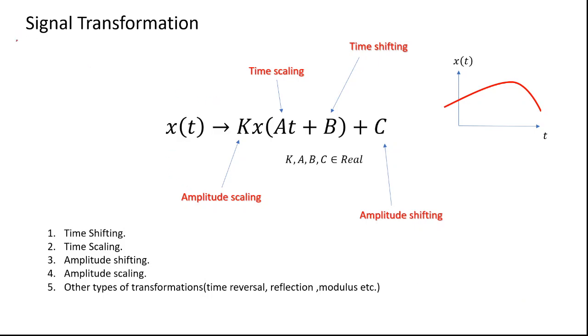Let us continue with the signal transformation. So suppose this is the original signal x of t, and let us suppose we do some transformations. Now these transformations are classified either with respect to time, that is, we will do transformation along the time axis, or with respect to the amplitude, that is, we will do transformation along the vertical axis.